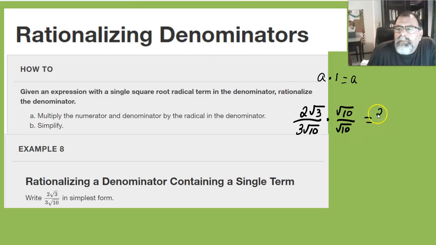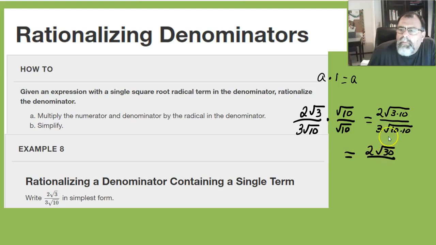So the top's going to become 2 times the square root of, we're going to use the product rule here, and we can put those together, 3 times 10. And then on the bottom, we have 3 times the square root of 10 times 10, which is 100. Square root of 100 is 10, or the shortcut, the way that I like you to think of it: you've got 2 10s inside, so that makes 1 10 outside. So 2 square root of 30. Then on the bottom, we're going to have 3, and these two 10s become 10 on the outside, and there's nothing left on the inside.